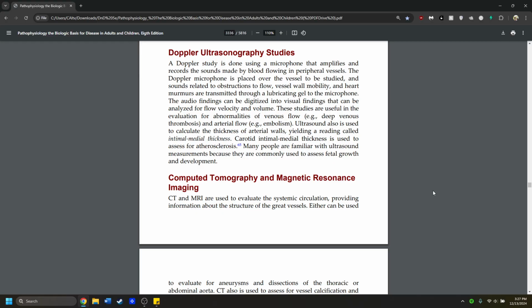Ultrasound also is used to calculate the thickness of arterial walls, yielding a reading called intimomedial thickness. Carotid intimomedial thickness is used to assess for atherosclerosis. Many people are familiar with ultrasound measurements because they are commonly used to assess fetal growth and development.